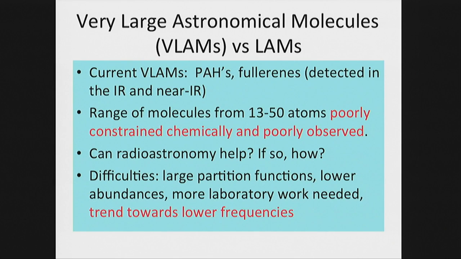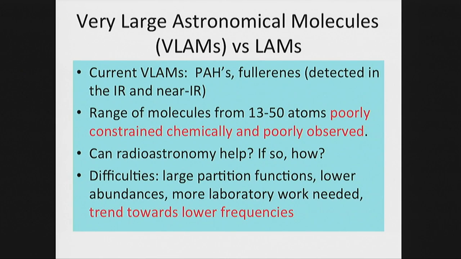Okay, so the second, the shorter part of the talk is, how can we see larger molecules? And those seen up to now. So we'll call anything with more than 13 atoms very large astronomical molecules. Okay. And they are poorly constrained chemically. And I say poorly observed, but other than the fullerenes, they're not observed at all. So I guess that's poorly, but very poorly, but in any case.